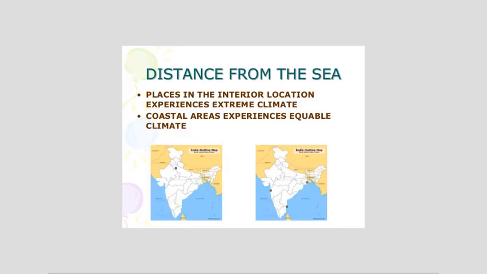So children, if you see this map of India, just an example, the places which are located in the interior like Delhi, Lucknow, experience extreme or continental type of climate because we are far away from the moderating influence of the sea. Whereas the coastal areas like Chennai, Mumbai, experience equable type of climate because they come under the moderating influence of the land and the sea breeze.